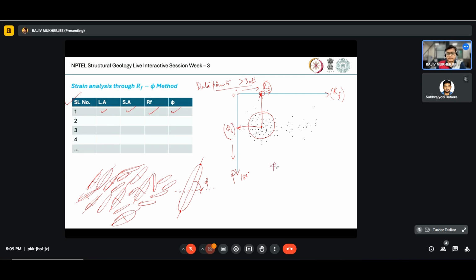So phi s is the mean orientation of the long axis of the strain ellipse, and Rs is the mean aspect ratio of the strain ellipse. It signifies the amount of strain.